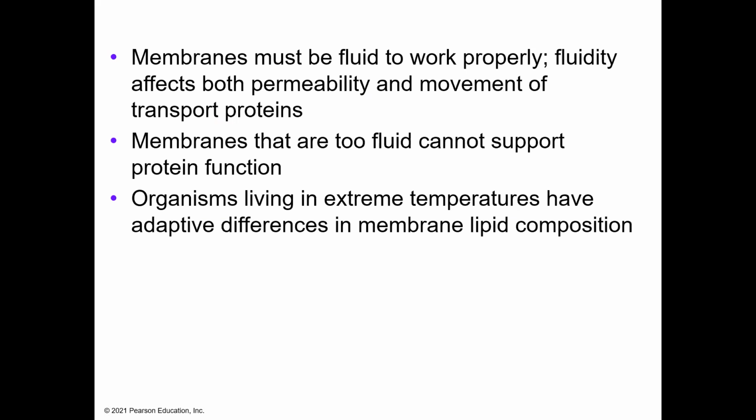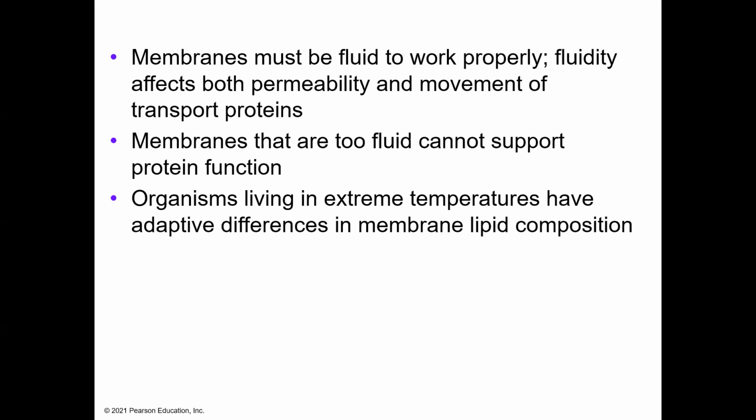Fluidity affects both permeability and movement of transport proteins. If you need to ship your transport proteins to a different side of the cell, it must be able to move. Membranes that are too fluid cannot support protein function. So there is a balance that must be made in the cell in the fluidity of its membrane. And as we saw at the beginning, the neuron cells, being able to function and have a very quick reaction is important for biological function.